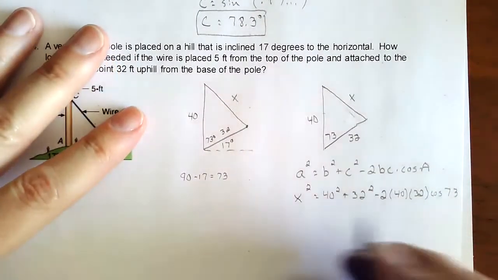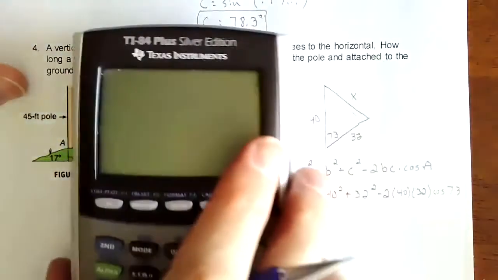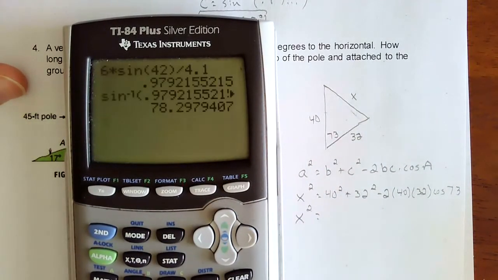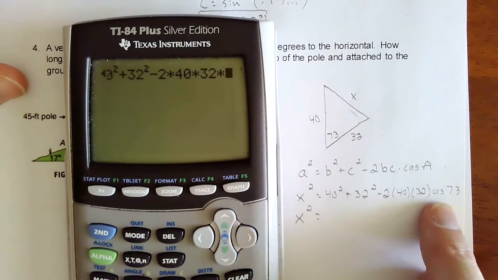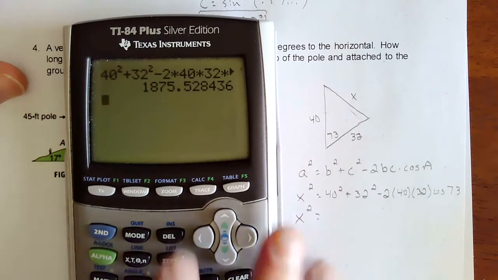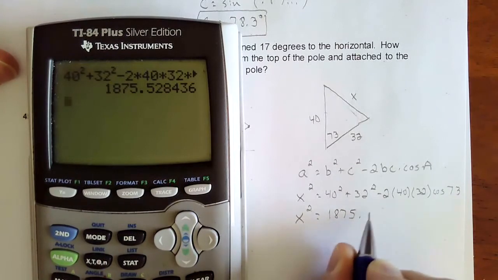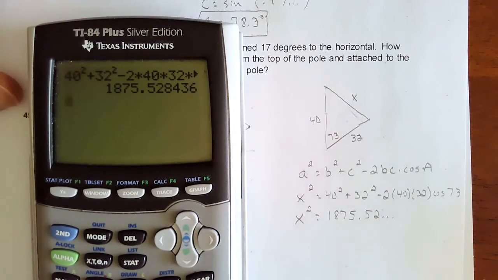Okay, so I'm going to throw all that into the calculator and get ourselves some sort of value, and then we'll finish solving it. We're looking at 40 squared plus 32 squared minus 2 times 40 times 32 times cosine of 73. All right, so that is some decimal: 1875.52, and so on. I don't want to round anything, so I'm just going to show that here's my value.